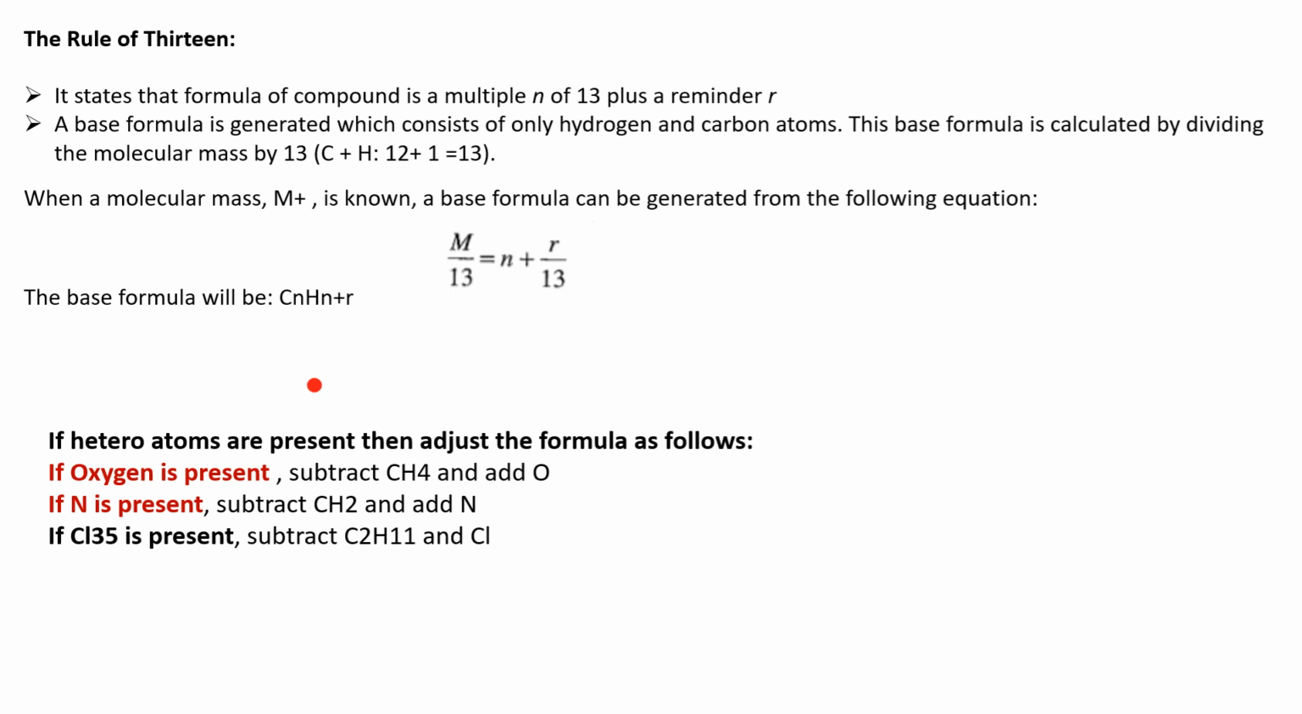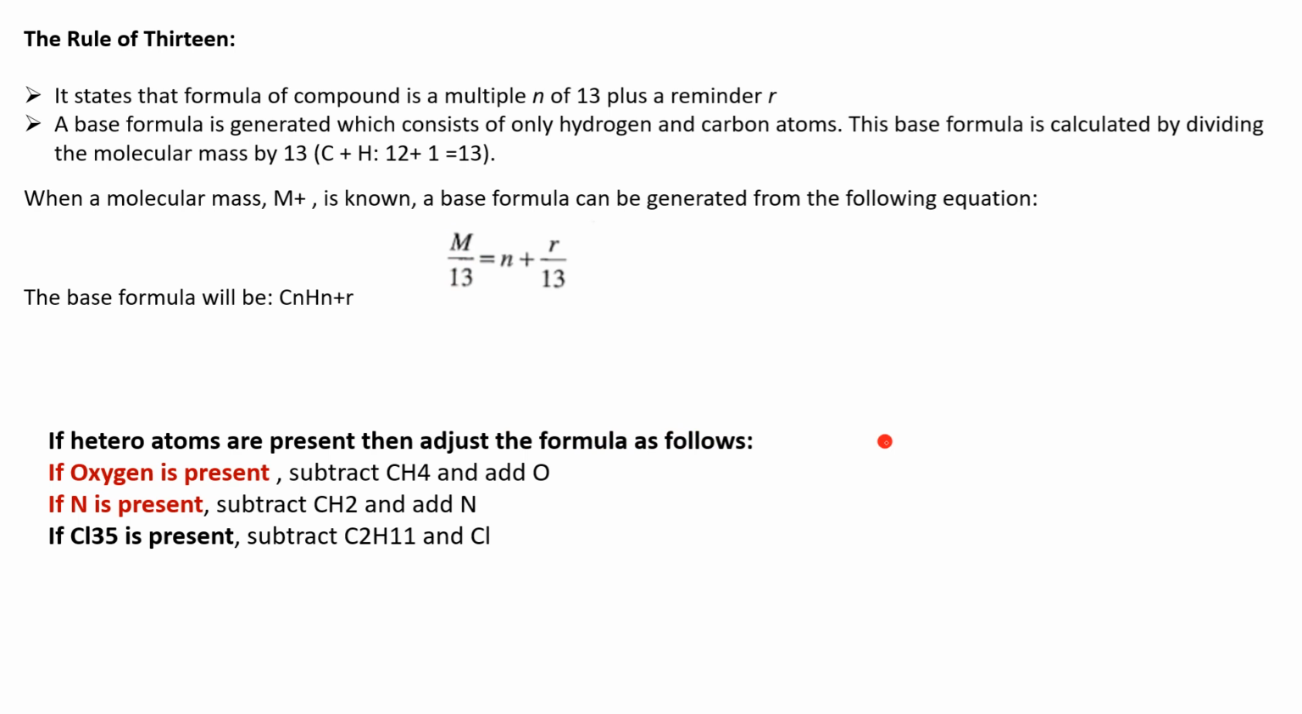Then there is rule 13. For rule 13 we have to apply a formula. So what is that formula exactly? What is rule 13? It says that whatever molecular formula there is of the compound is a multiple n of 13. Now what is this 13? 13 is nothing but carbon plus hydrogen. Carbon atomic weight is 12, hydrogen it is 1. So 12 plus 1 it is 13. The formula used is whatever molecular weight you have, you divide it by 13. Okay, and then this can be calculated.